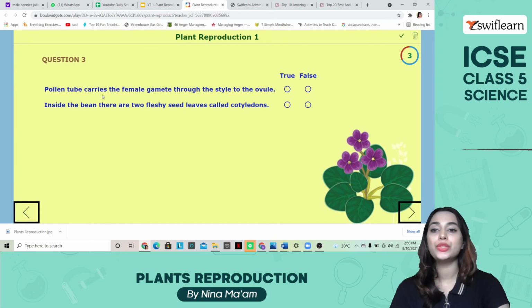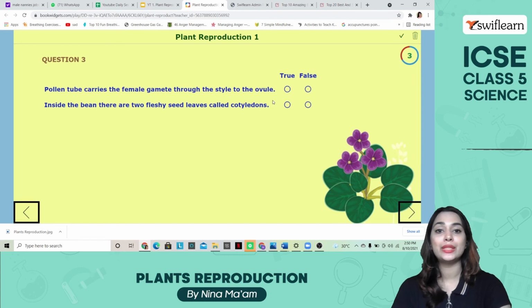The pollen tube carries the female gamete through the style to the ovule. Is it true or false? Yes, it's false. Inside the bean, there are two fleshy seed leaves called cotyledons. Is it true or false? Is that true? Very good.